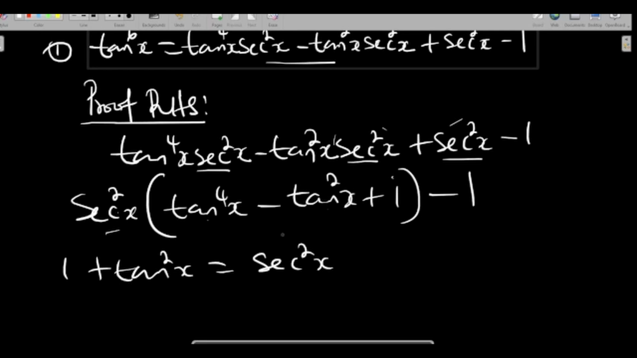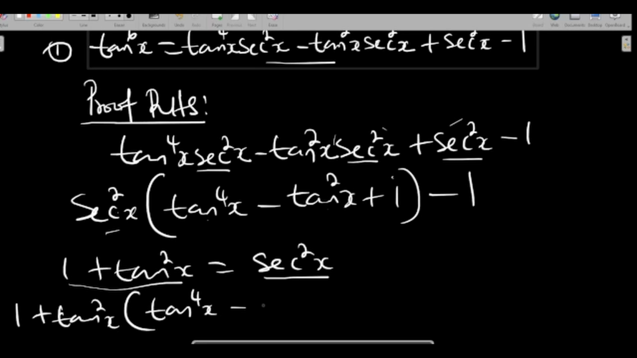So here, we say that 1 plus tan squared x is equal to secant squared x. With this in view, we are simply going to replace this secant squared x that we have here with 1 plus tan squared x. So this means that wherever we see secant squared x, we are going to replace it with 1 plus tan squared x. So let's do that. Here now will become 1 plus tan squared x multiplied by tan to the power of 4x minus tan to the power of 2x plus 1, and outside we have minus 1.